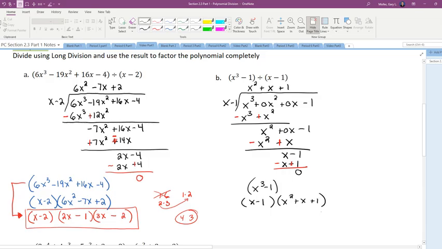They asked me to factor completely, so I'm going to take a look at this and I'm going to try it, but quickly I'm going to notice, looking for numbers that multiply to be 1 and add to be 1, that's not possible. So it will not factor further. And so I would say that x cubed minus 1 factors into this.